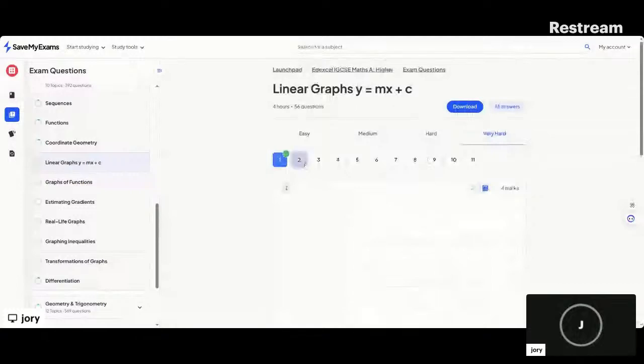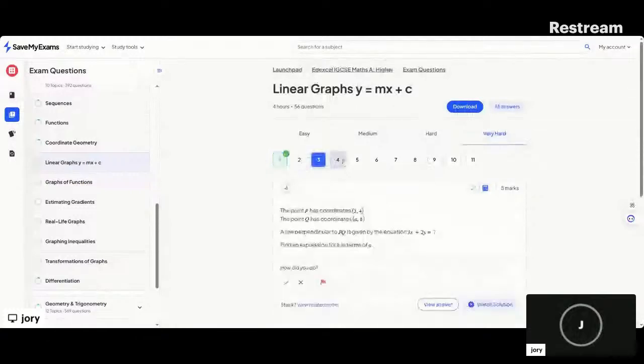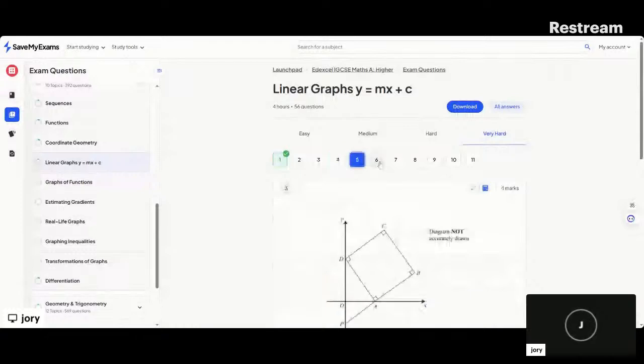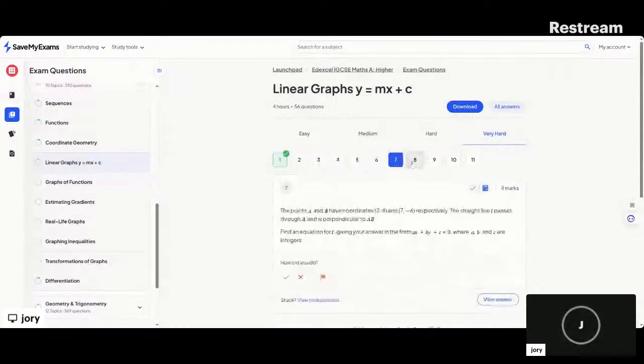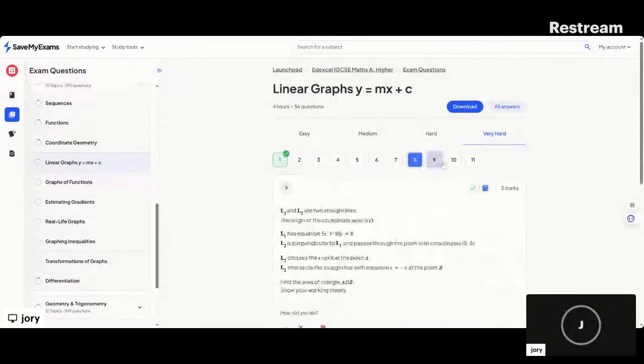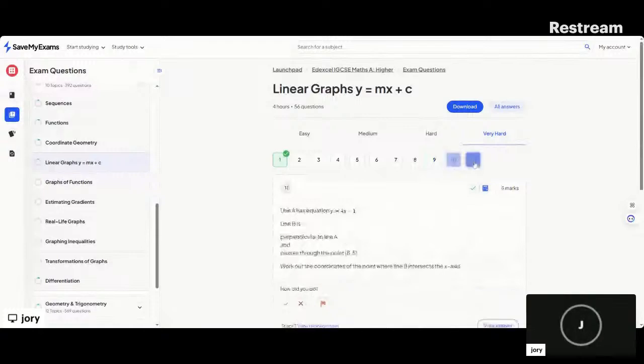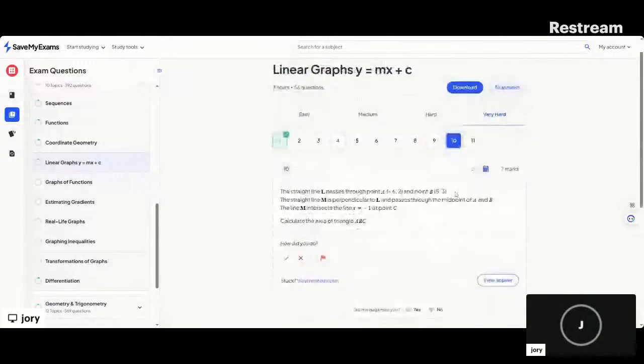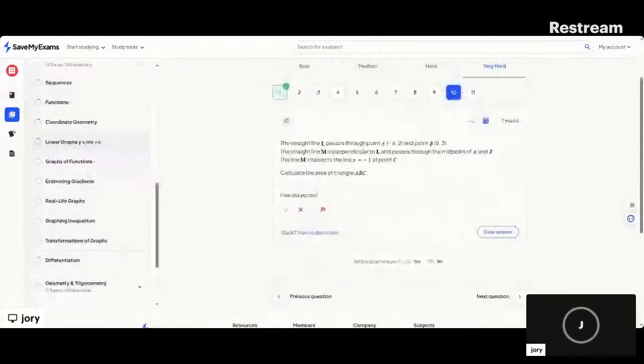Are they all 4 marks? Wait, this one's 5 here, this one's also 5, this one's also 5. This one's 7 marks. Okay, let's do the 7 mark one. The straight line L passes through these points. The straight line M is perpendicular to L and passes through its point. The line M intersects this line.